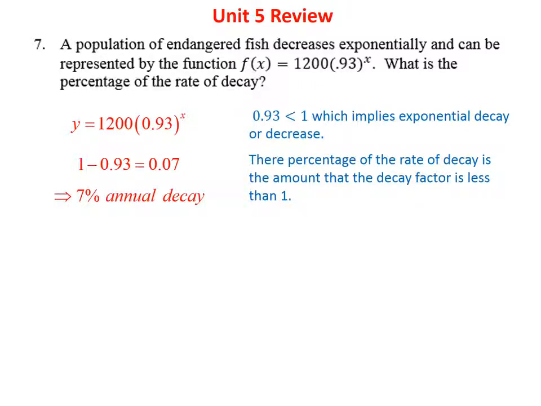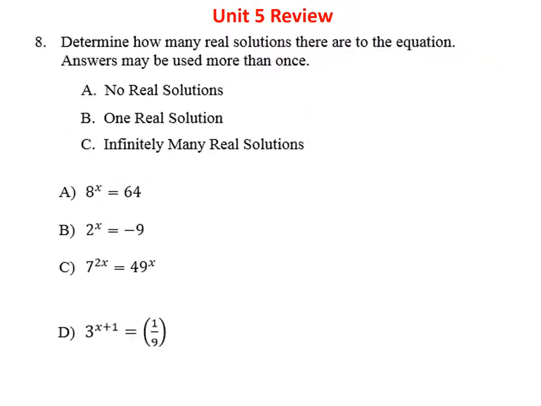The decay rate is 7% annual decay. 100% minus 7% is 93%, or 1 minus 93 hundredths is 7 hundredths. 7% annual decay. Problem 8 asks us to determine how many real solutions there are to each equation.